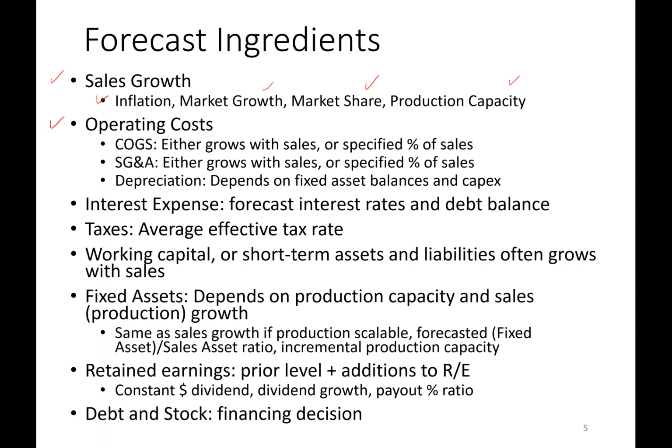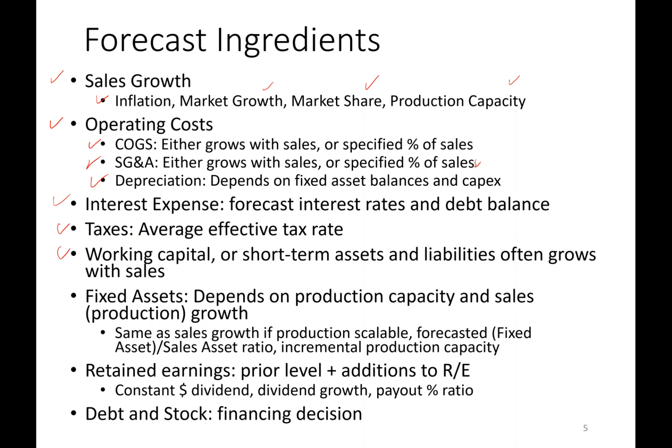And then you move on to OPEX, or operating costs. You'll look at your cost of goods sold, which generally grows with sales, or maybe some percentage of sales. SG&A, selling, general, and administrative expense, is the same as cost of goods sold, that usually grows with sales, or you just specify it's some percentage of sales. Depreciation, well, that depends on our fixed asset balances and any new CapEx. We'll look at our interest expense, which will be based on balances and interest rates. For taxes, we'll usually just use the corporation's average effective tax rate.